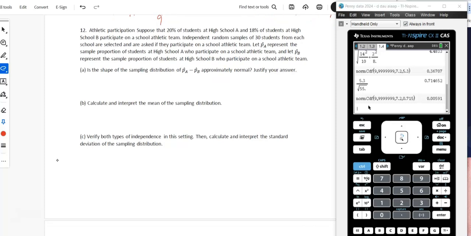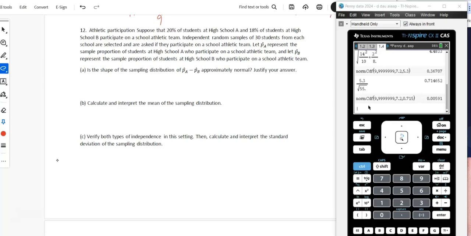Athletic participation. Suppose that 20% of students at high school A and 18% at high school B participate on a school athletics team. Independent random samples of 30 students from each school are selected, and they're asked if they participate on a school athletic team. Let p hat A represent the sample proportion of students at high school A who participate on an athletic school team, and let p hat B represent the sample proportion at high school B who participate. Is the shape approximately normal? Justify your answer.